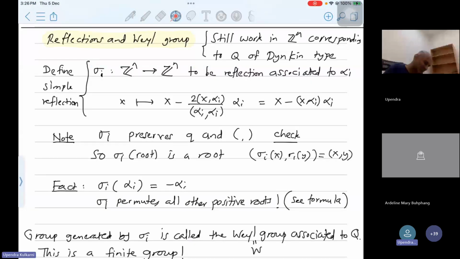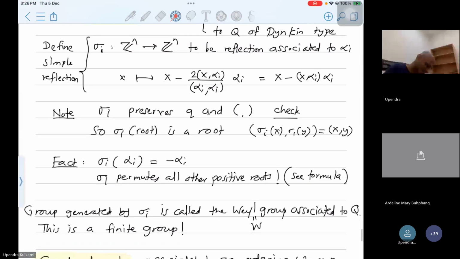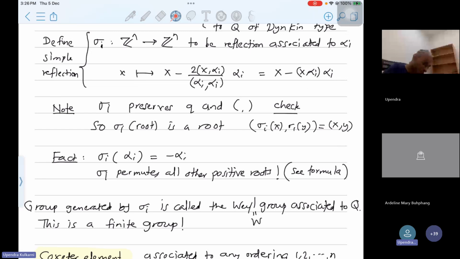See, all of these are kind of small miracles, okay? So again, a key fact over here. The group that is generated by these sigma_i's is called the Weyl group associated to Q, and this is a finite group. So why is this a finite group? All right.